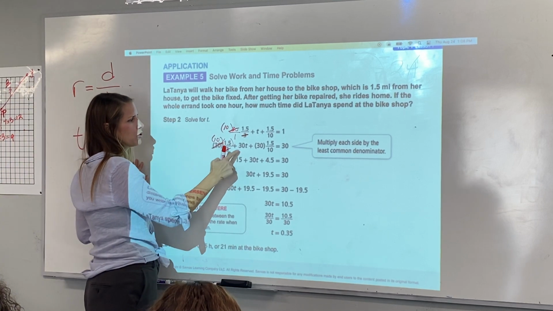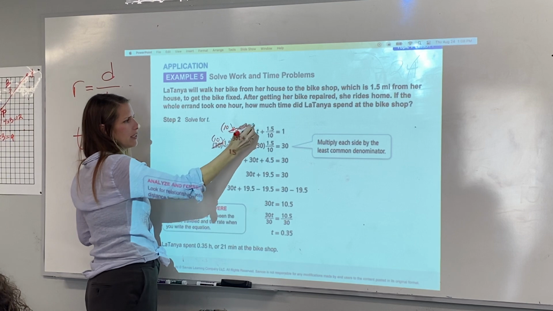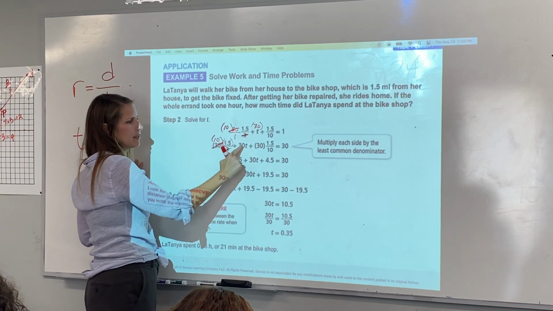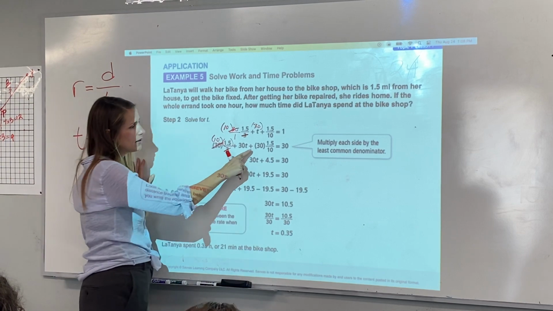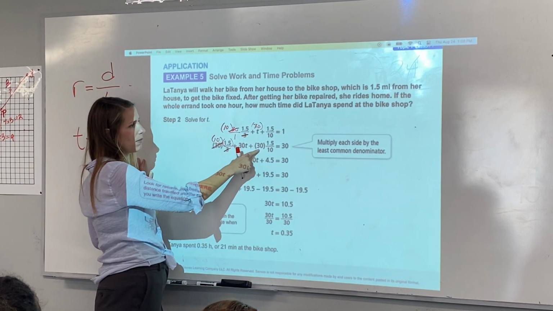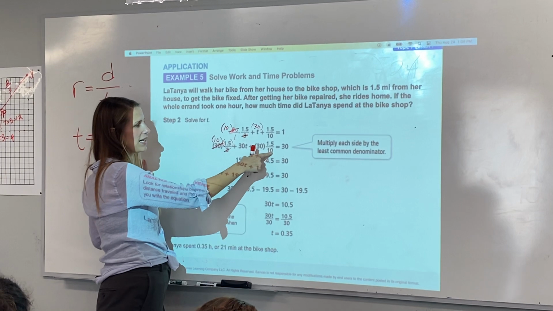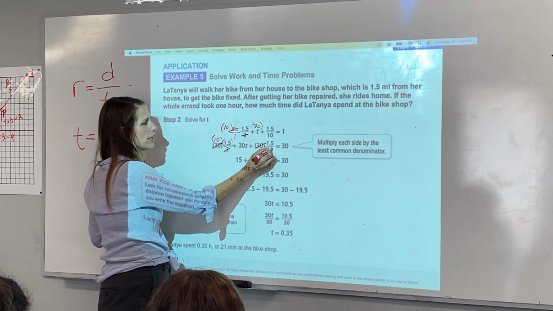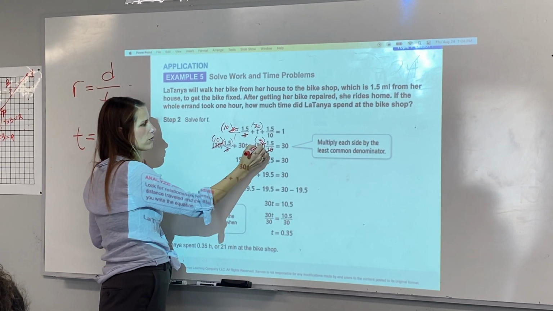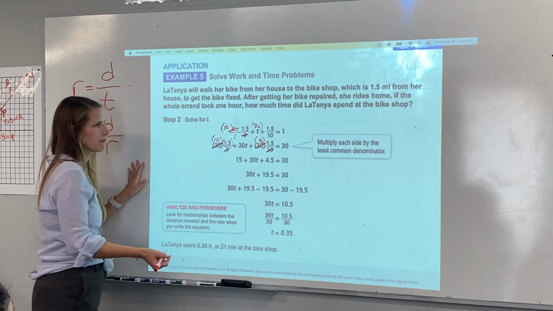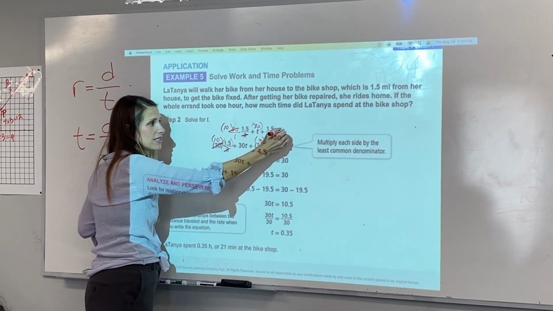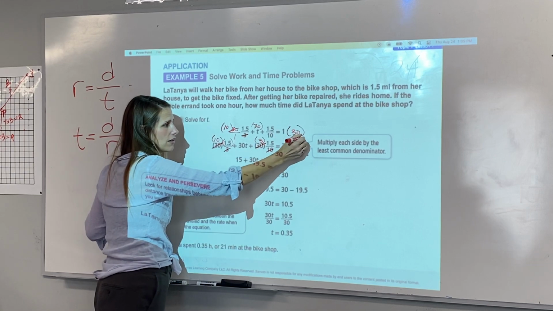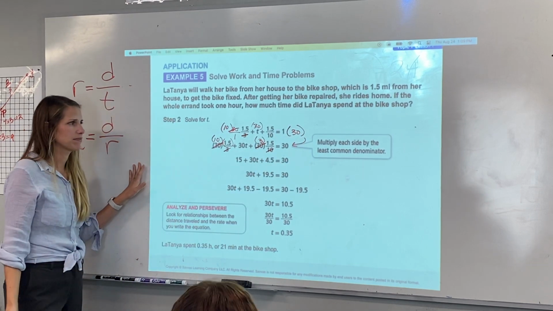Then I have to multiply the 30 times my t, and I have 30t. Then I multiply my next term by 30. 30 divided by 10 is 3. So I have 3 times 1.5. Then I also have to multiply my 1 times 30, and that's 30.